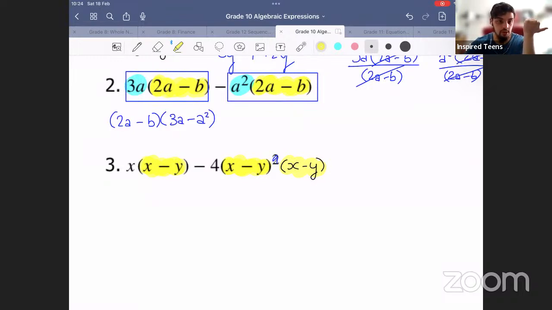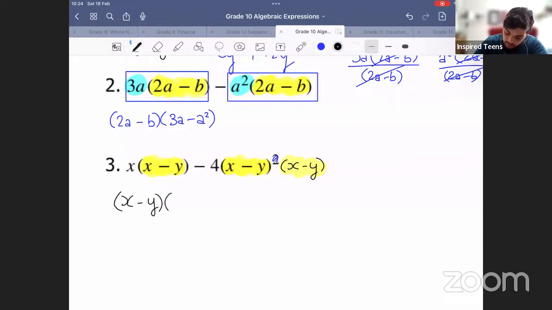Let me just double check that. Okay, so in that specific case, I take my common factor of x minus y. Within the first term, I'm left with x. And in the second term, minus 4. And I have the second x minus y that I'm left with. So basically, I'll be left with minus 4 x minus y.